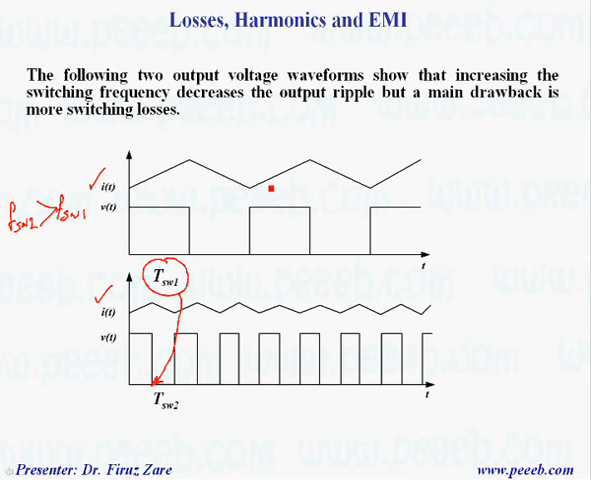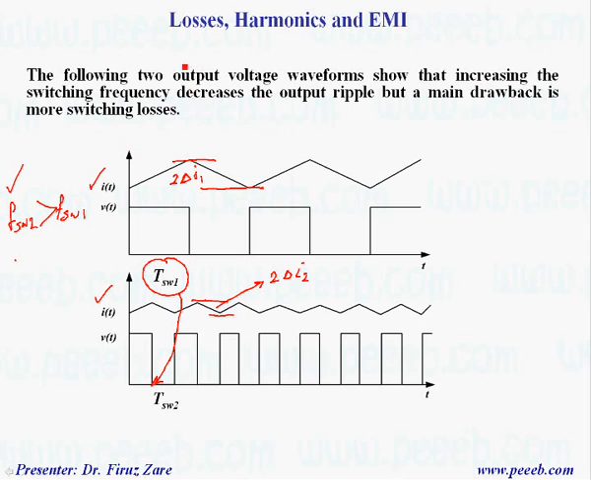So in this case, let's look at the output ripple. For example, if we define this ripple on output current as 2 delta I1, and here we can see that the ripple is much less than the other waveform. So if this is 2 delta I2, then here we can see that by increasing the switching frequency, we increase the switching losses but improve the quality. So this is quite important to understand the effects of these issues.